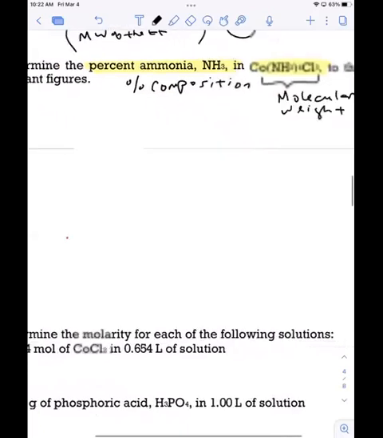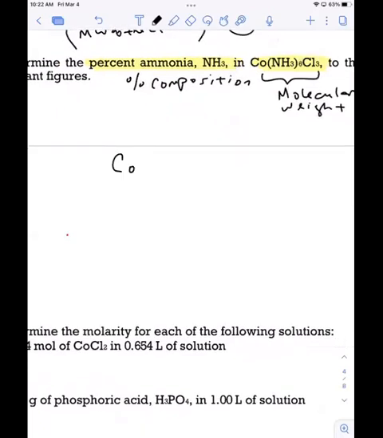So let's do that. Cobalt is 58.93. We're going to do the NH3, and we're going to keep that together because that's what we're looking for. N is 14, H is 1, so the total for the ammonia segment is 17 grams per mole. Chlorine is 35. We're going to keep the ammonia together because that's what they asked us for.